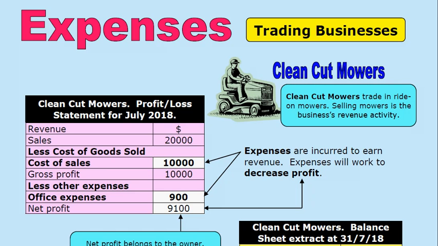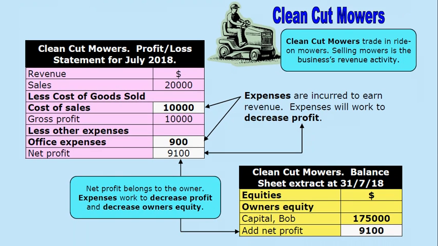That's its revenue activity. Now have a look at this profit and loss statement on the left hand side. It's for July 2018. This business has sales of $20,000 and it ends up with a profit of $9,100 at the end of the month. Let us identify the expenses. In this particular business, over the course of July, there are two expenses.